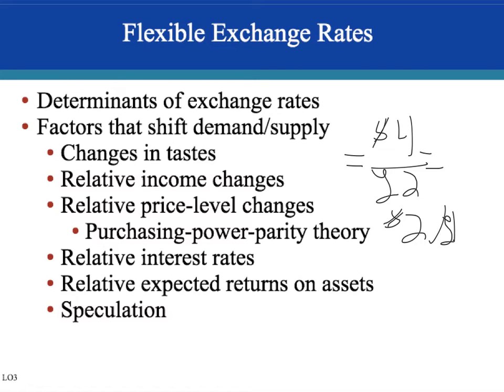Also, relative interest rates. If a US bond is paying, for example, 1%, and a UK bond is paying 3%, then US citizens will demand pounds in order to buy UK bonds since they offer a higher rate of return. And this will appreciate the pound against the dollar.